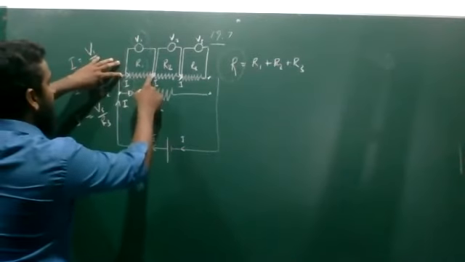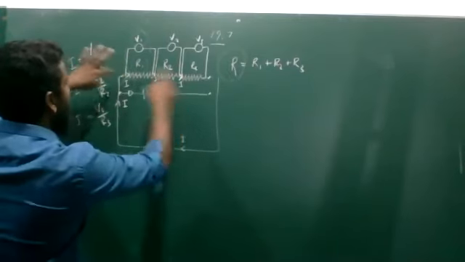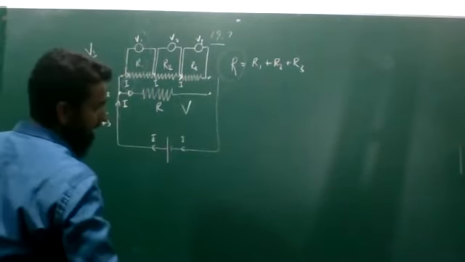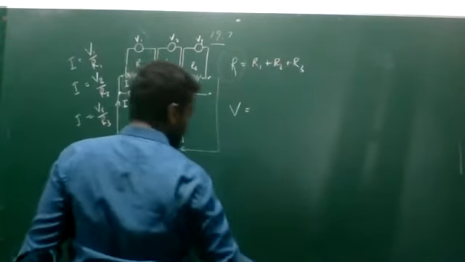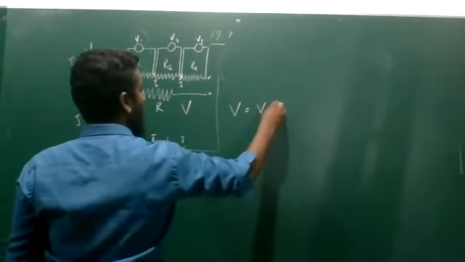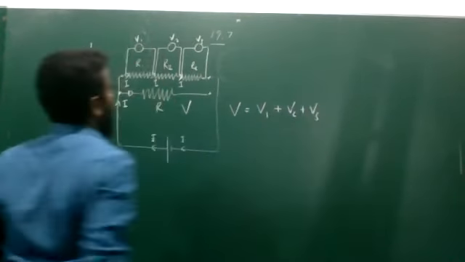Drop of this, and drop of this. All together, you have the total value of drop. We'll take the total value of drop as V. Right? Then I can say the V, now don't think about this now. This V should be equal to V1 plus V2 plus V3.